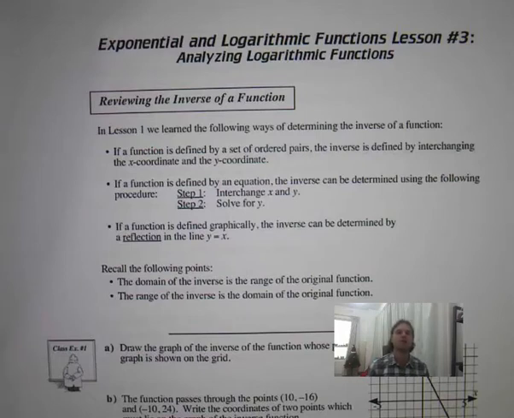Hello Math 30-2 and welcome back. Today we're looking at analyzing logarithmic functions. We're finally getting to log functions of our unit of exponent and log function.